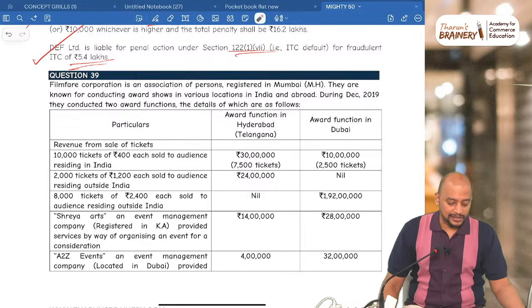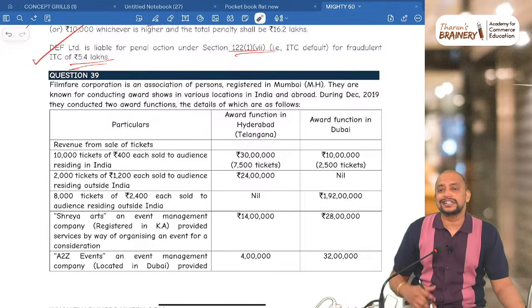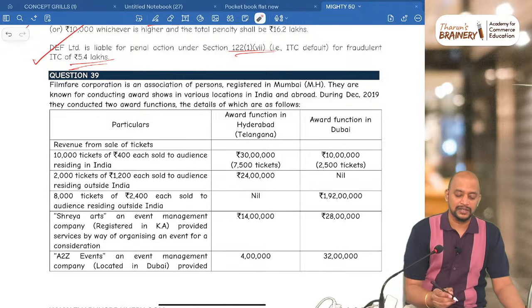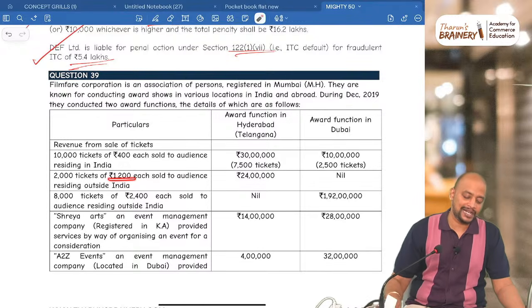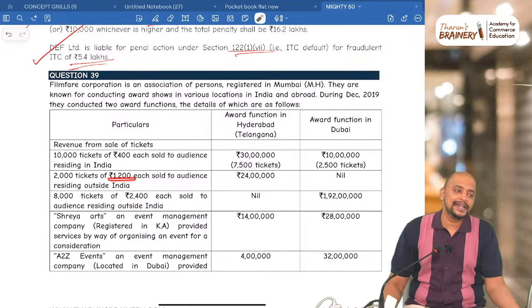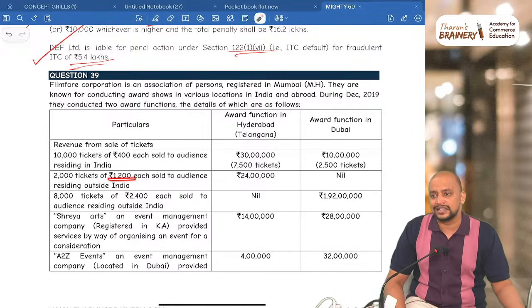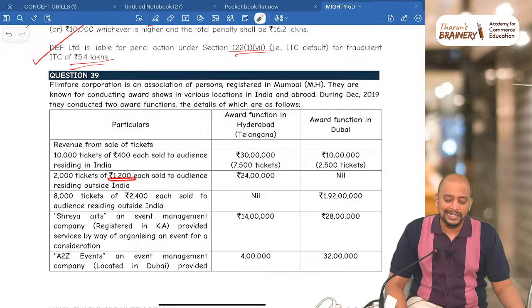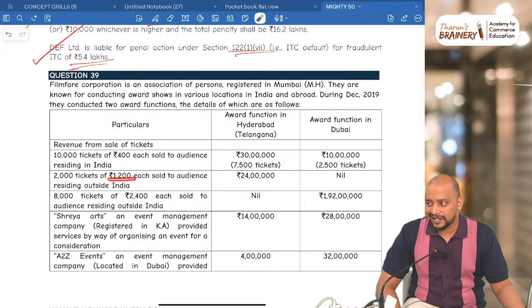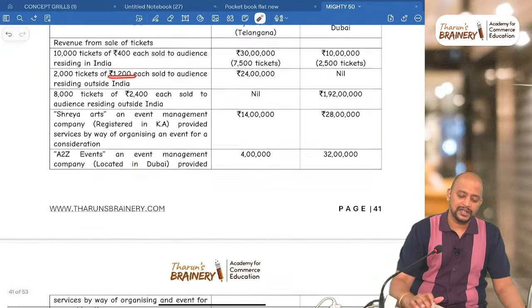2,000 tickets of 1,200 each sold to audience residing outside India. What about this? Taxable, because if the ticket exceeds 500 rupees per person, it will be taxable. So this 1,200 will be taxable. But check whether it qualifies for export. In case of admission to an event, what will be taken as the place of supply, whether section 12 or 13? Location of event. What is the location of event? Telangana. Where is the supplier located? Maharashtra, India, and the event is also in India. Therefore, it will not qualify for export of service even though the recipient is outside India. So it will be taxable.